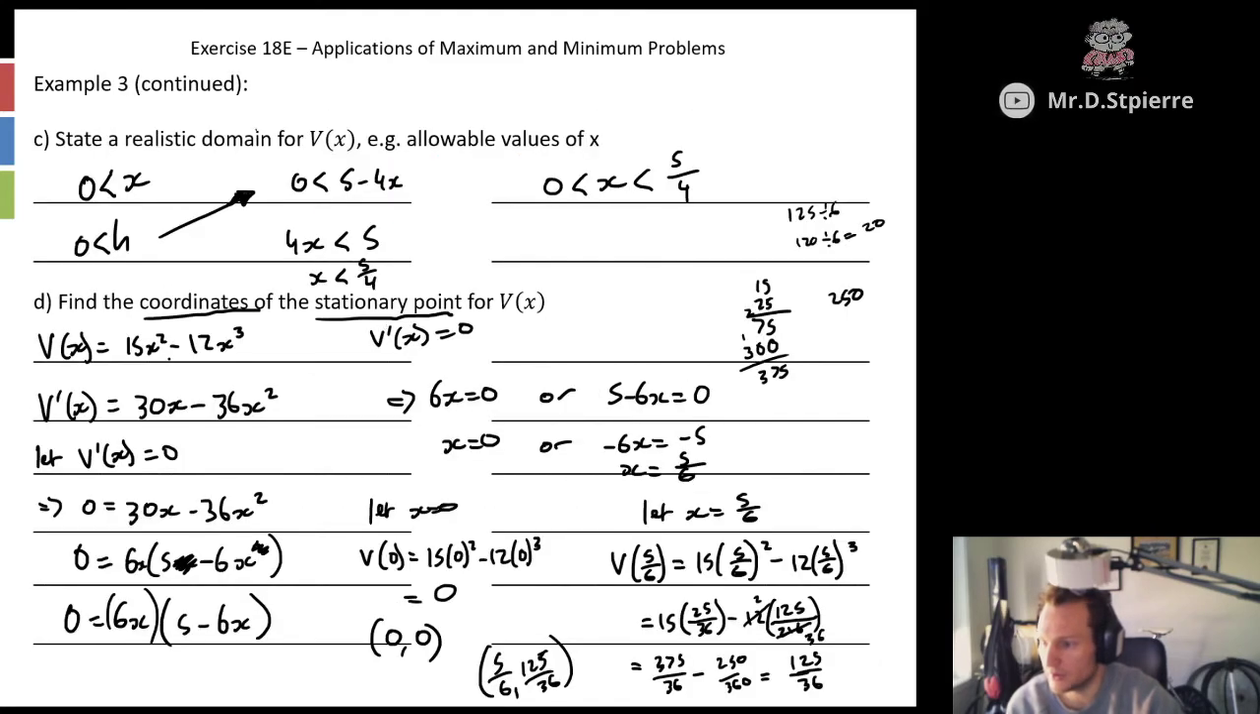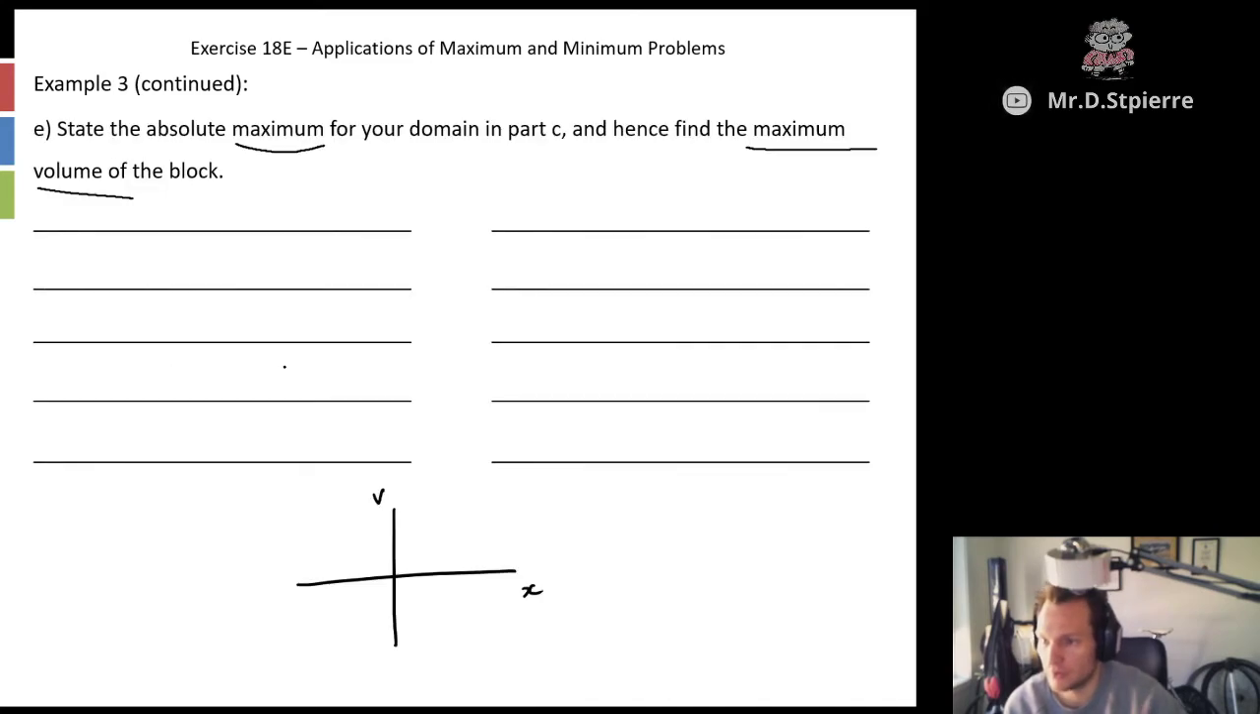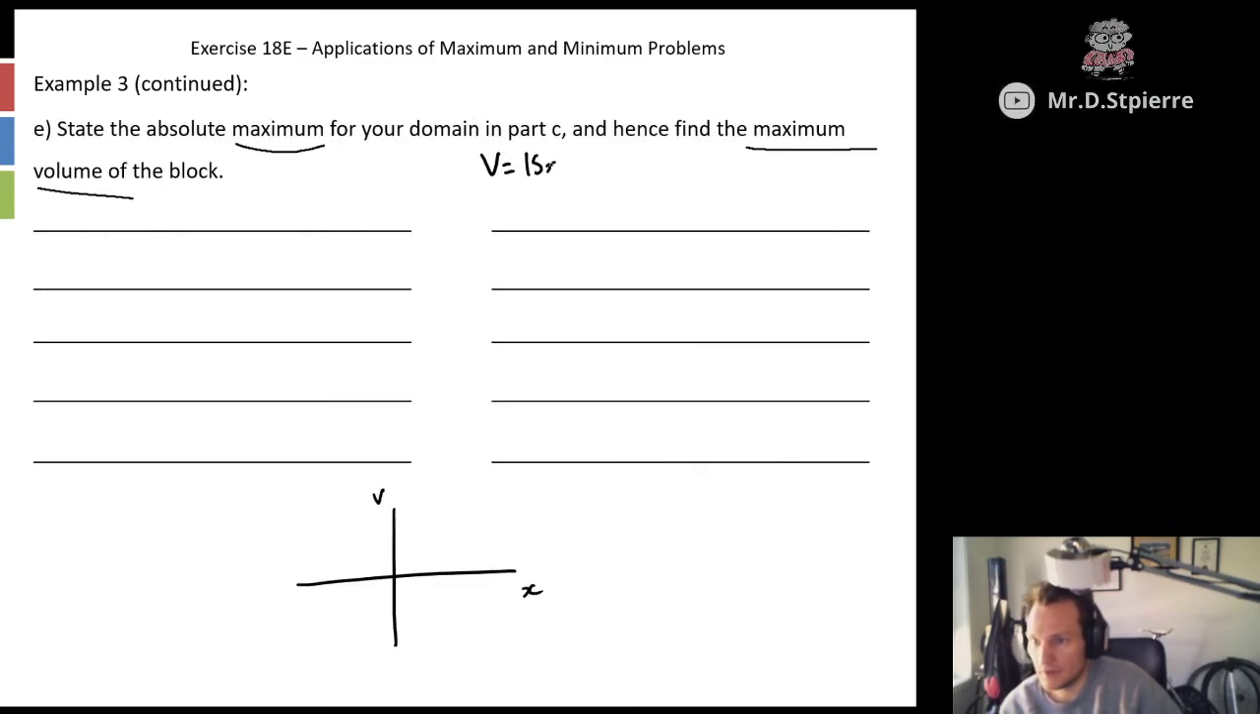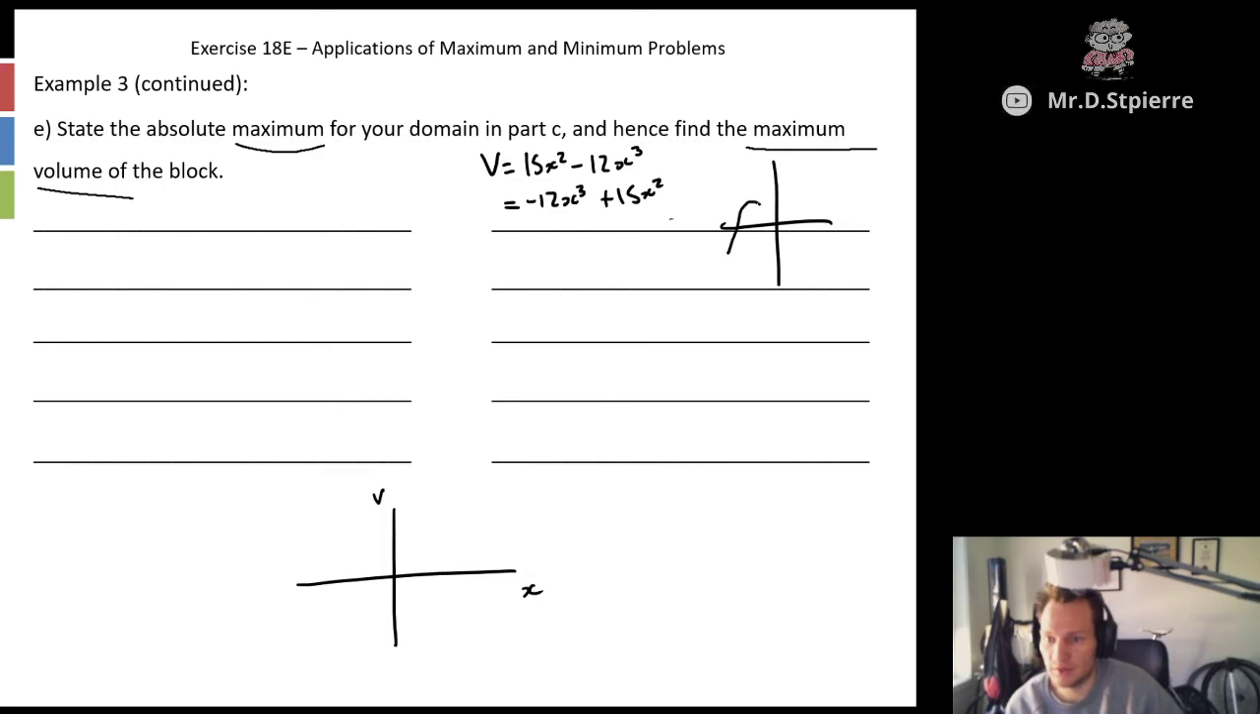Now let's look at it. We were given 15x squared minus 12x cubed. So we had volume equals 15x squared, take away 12x cubed. Write that with the greatest polynomial first, so we get minus 12x cubed plus 15x squared. So it is a negative cubic. And so straight away we know the graph is going to look something like that.